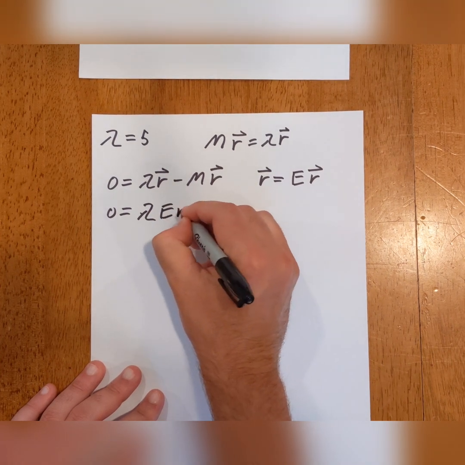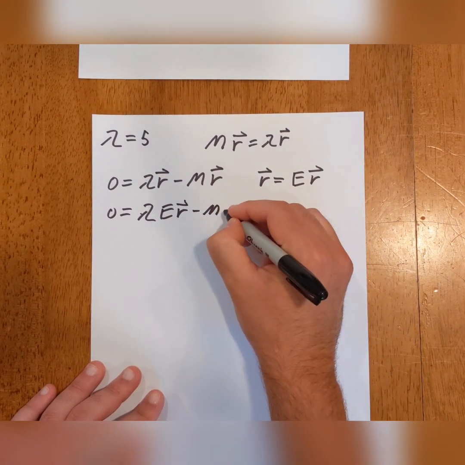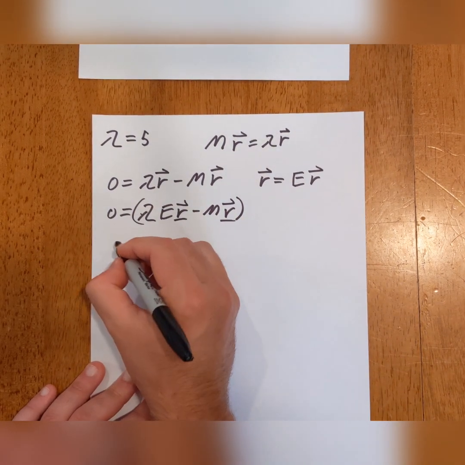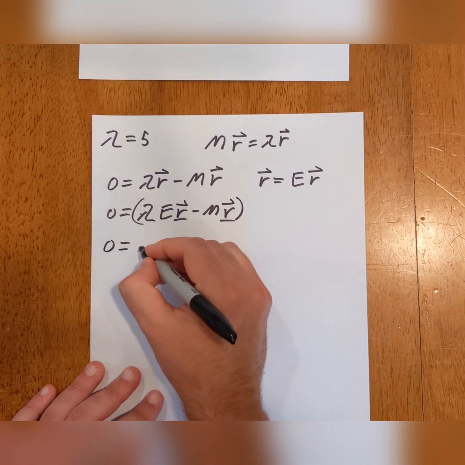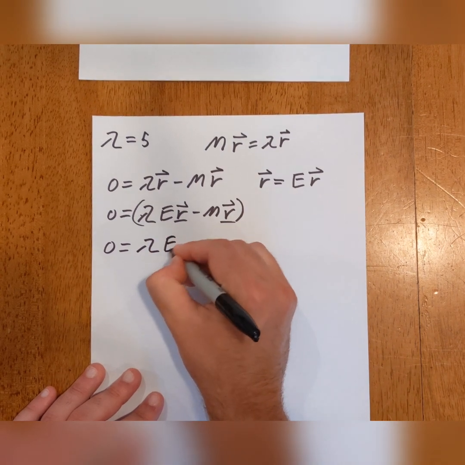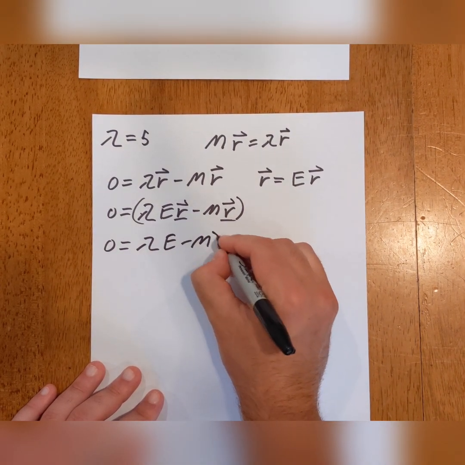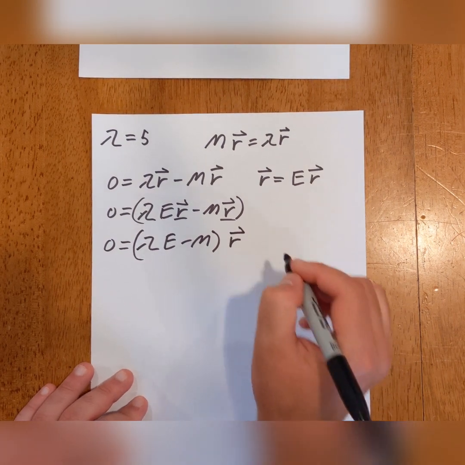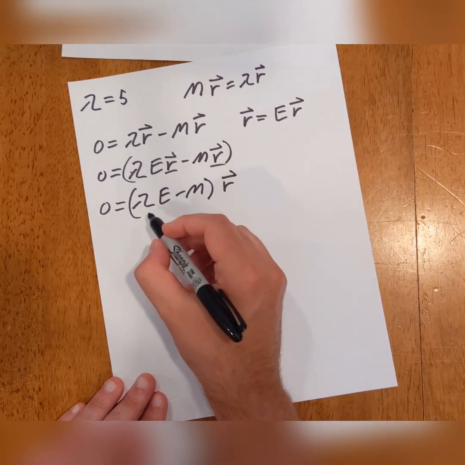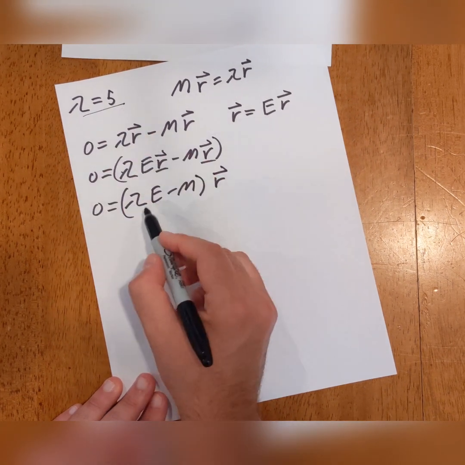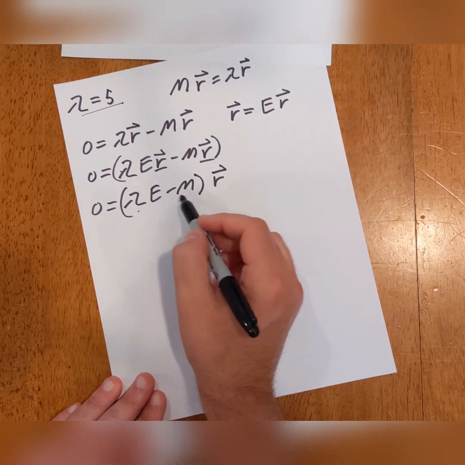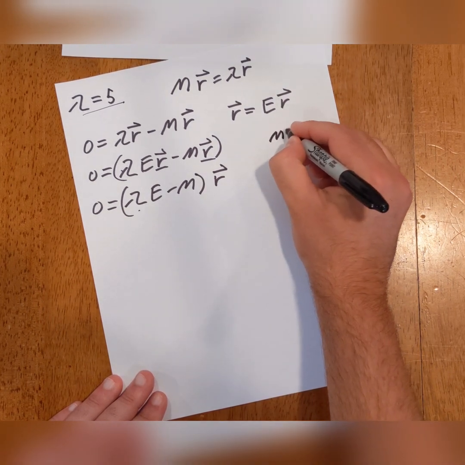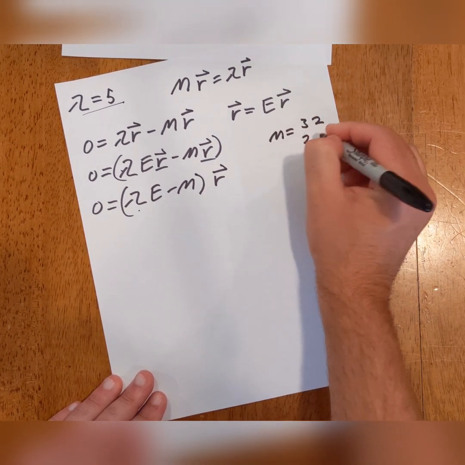Lambda times the unit matrix times r, minus the matrix times r. Now we can pull r out from both sides. Now we have 0 equals lambda times e minus the matrix, multiplied by r. So, just like last time, we can substitute in lambda equals 5 for this lambda. We have our unit matrix, and we have our original matrix, which again was 3, 2, 2, 3.